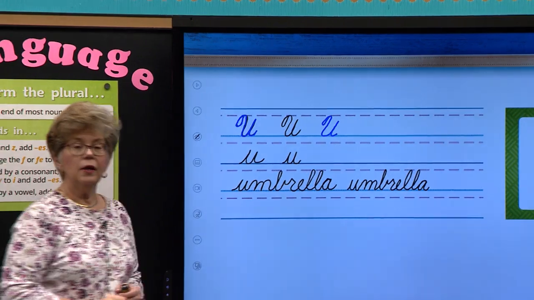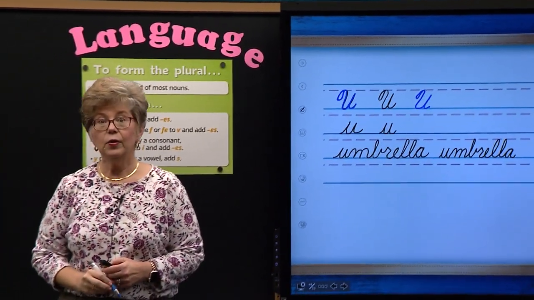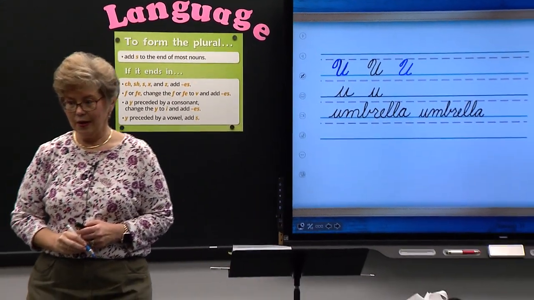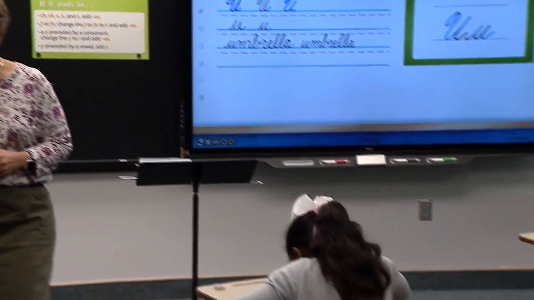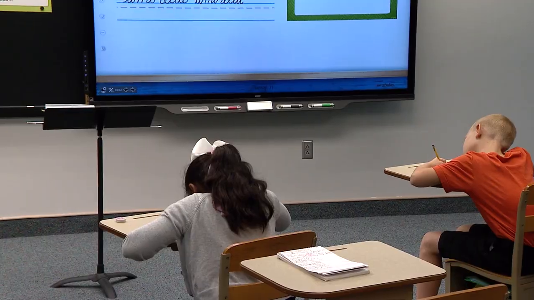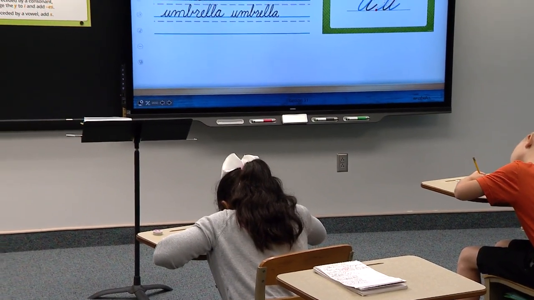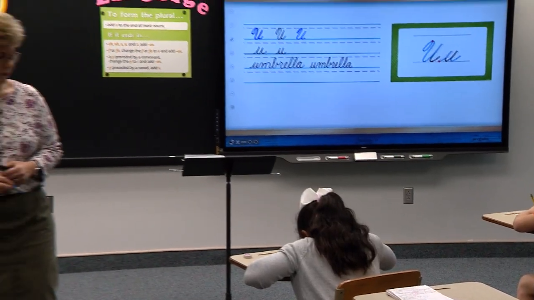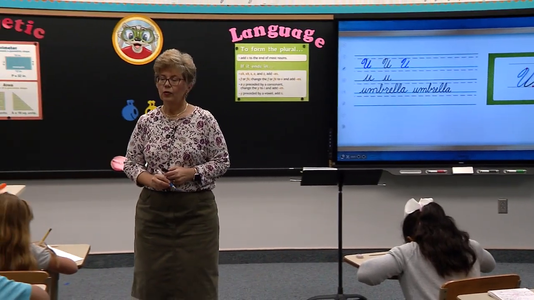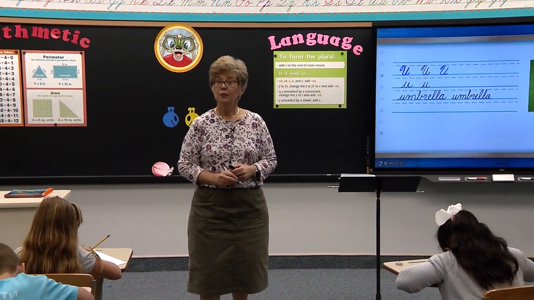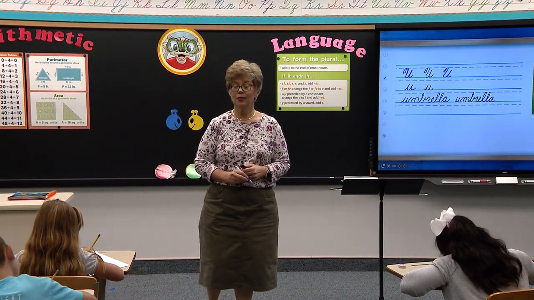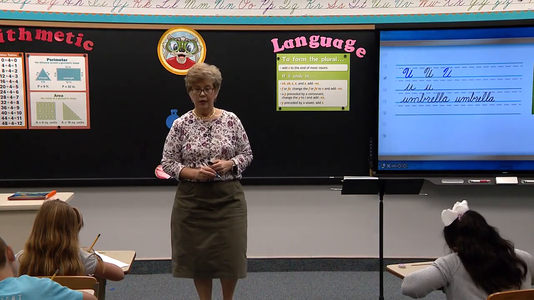Pick up your pencil and trace capital letter U, lowercase letter u right after it. Capital letter U, trace, right, trace, and write. Trace capital U, write capital U. Trace, write. Rest your pencil.